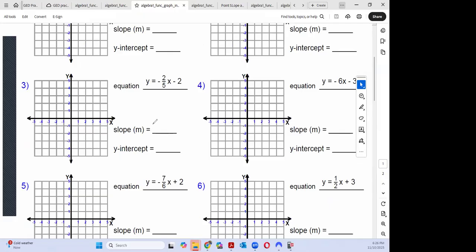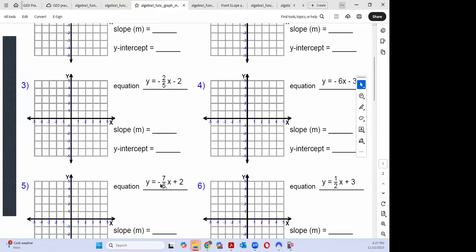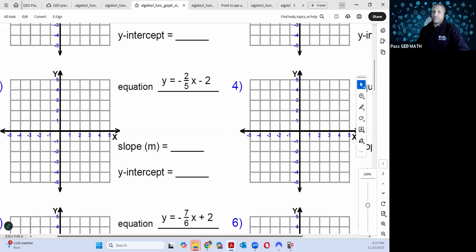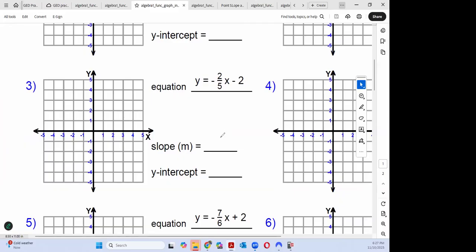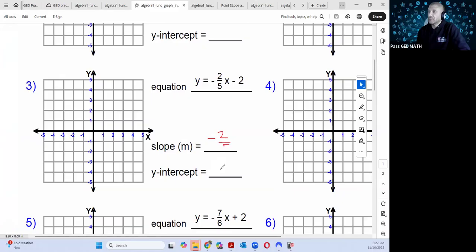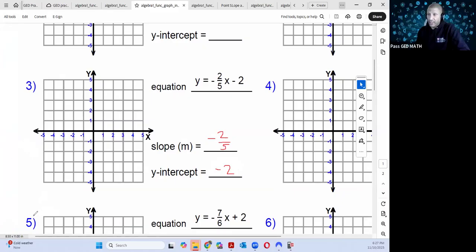Slope is, wait a minute, what is it? Y equals -2. So number 3, let me make it bigger. I see it. You can see it right there. So what's my slope? -2/5. What's my y-intercept? -2. Perfect. Okay.